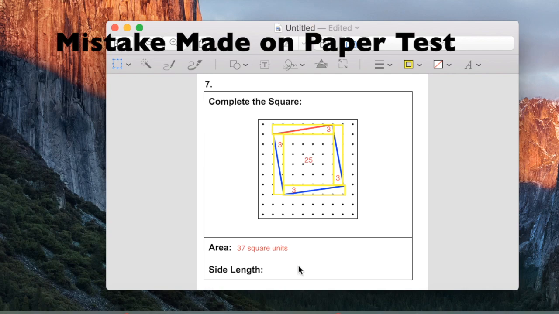And then our side length is going to be the square root of 37 units. The program I'm on right now doesn't have a square root symbol, so you would put a square root symbol on yours. And that is number 7.